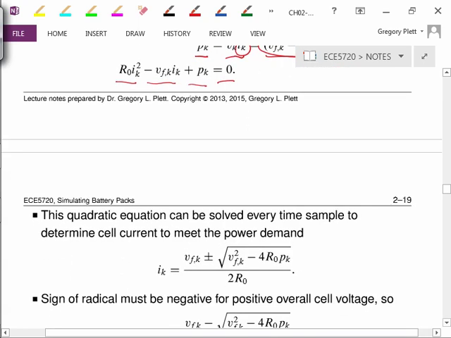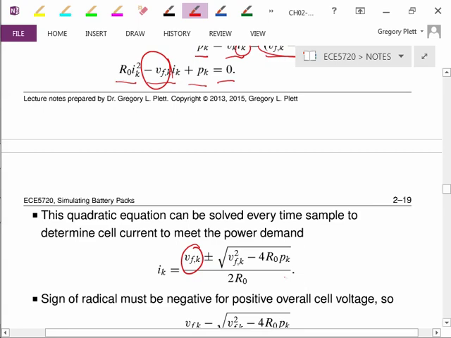So this is what we do. Every time sample, we solve this equation. I compute the fixed value of voltage for this time sample based on the present state, and then I say that I is that fixed part, Vf, plus or minus the square root of Vf squared minus 4 times R0 P, all divided by 2 R0. Standard quadratic equation.